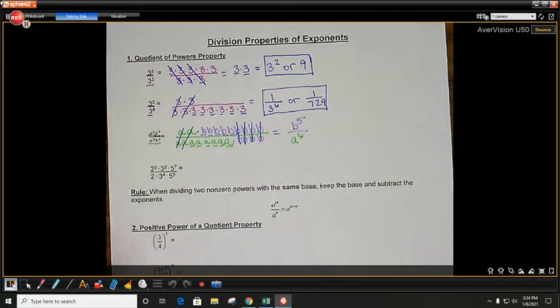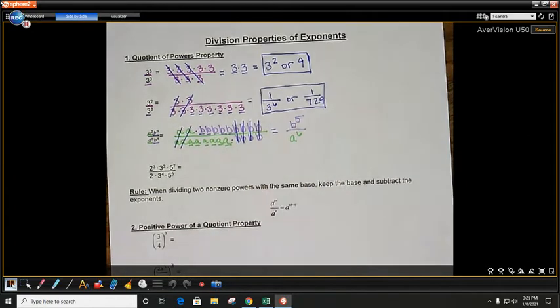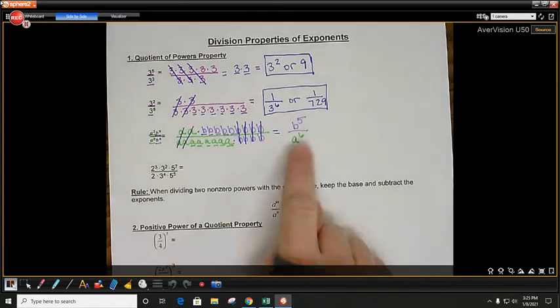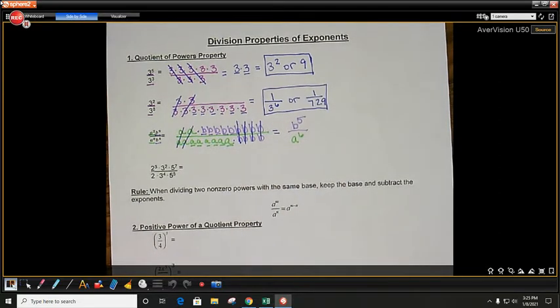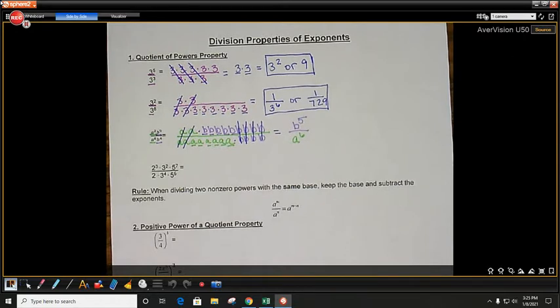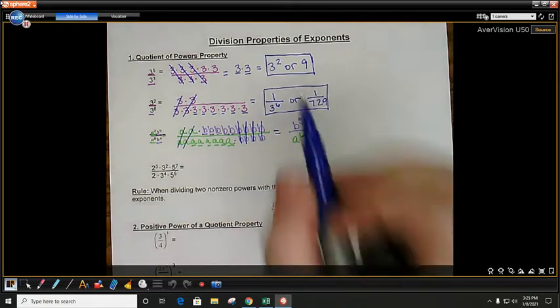Now, anytime we're dealing with fractions, you can't have like bases on top and bottom. So if I still had an A on top, this wouldn't be fully simplified. Or if I still had a B on bottom, this wouldn't be fully simplified. So make sure after you think you got your answer that you go back and double check that there are no like bases or variables on top and bottom.